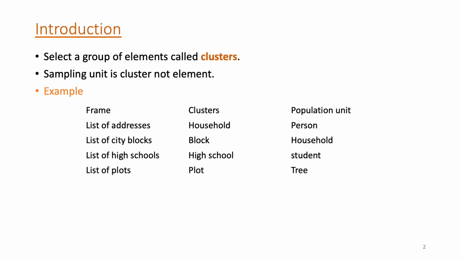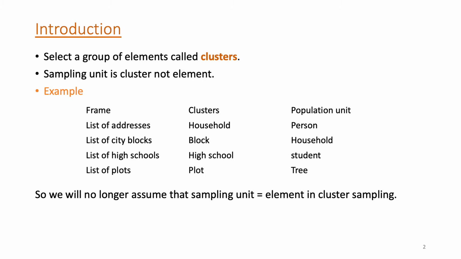Suppose we have the sampling frame of a list of addresses. Now here in this case, household will be the cluster that we want to sample, and the population unit is the people living within the household. Similarly, if the sampling frame is a list of city blocks, then our cluster will be the block and the population unit will be the household. As I have mentioned, in cluster sampling we no longer assume that the sampling unit equals the element, but it is the cluster. Also, in cluster sampling, we select all the population units from the selected cluster.